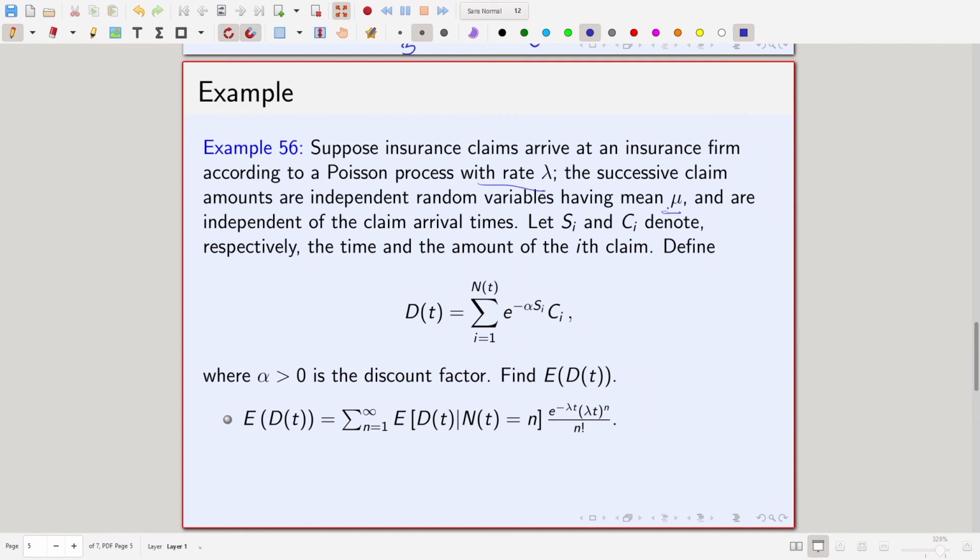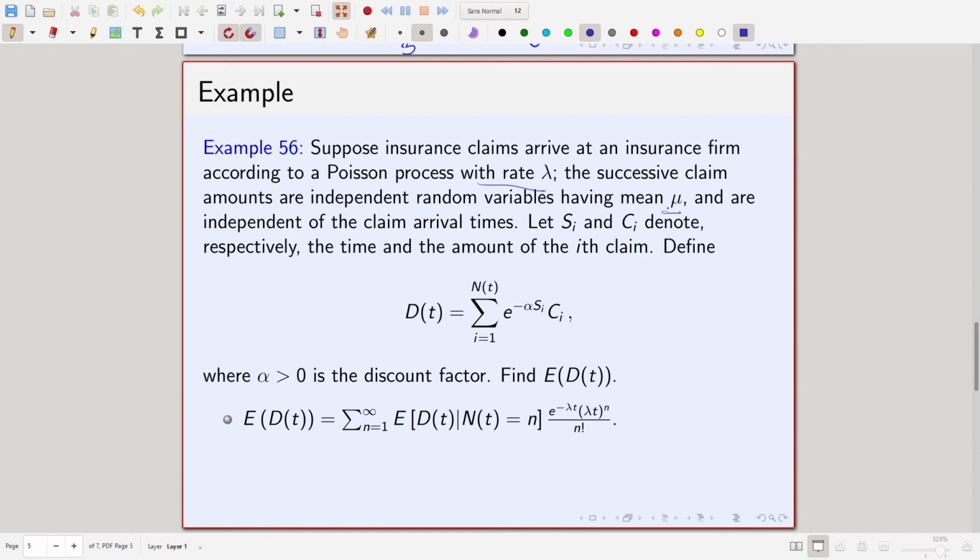Now the successive claim amounts are independent random variables having mean mu. Each claim will have an amount. Now you are told that each claim is independent and the average size of the claim is mu. Fine. And also the size of the claim is independent of the time of arrival of the claim, right?